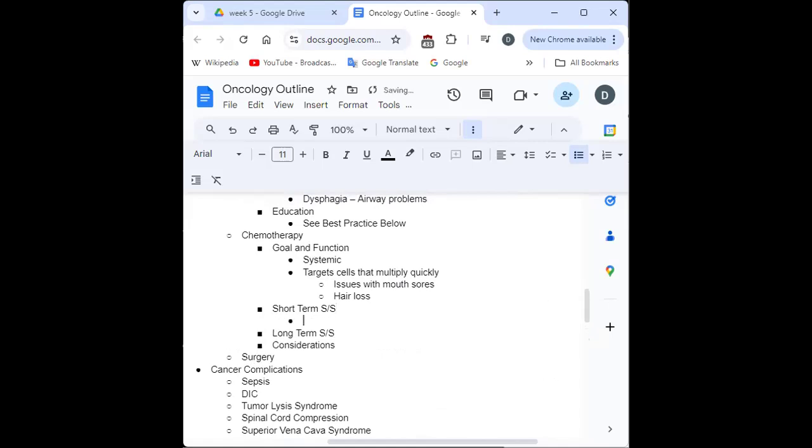So let's talk about your signs and symptoms on someone with chemotherapy. What are some things that they will experience?